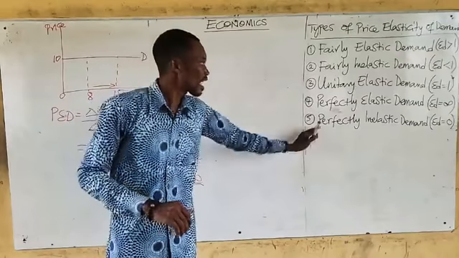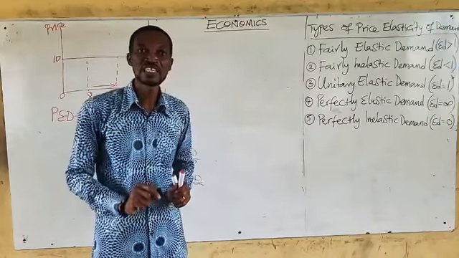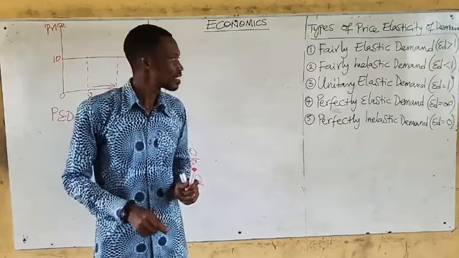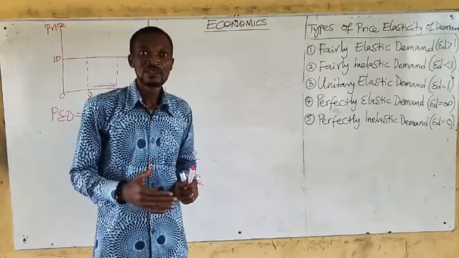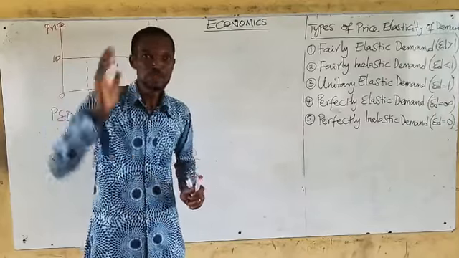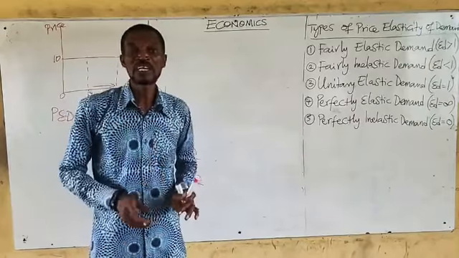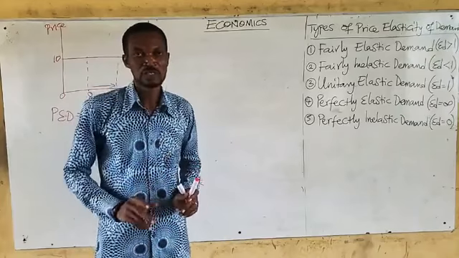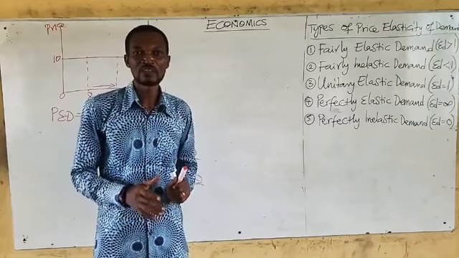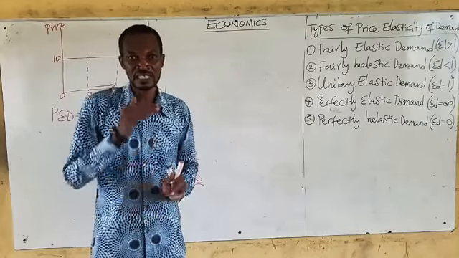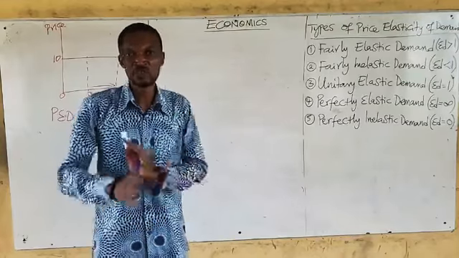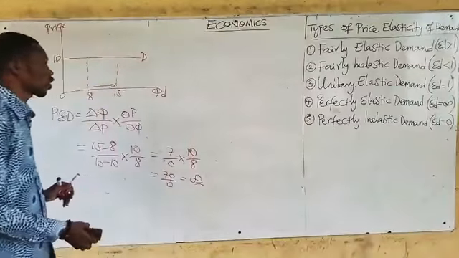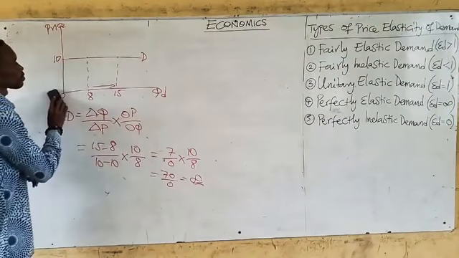Okay. Then the last one is what we call perfectly inelastic demand. And we said that in that case, when you increase the price, reduce the price, whatever you do to the price, the quantity that is being bought will be fixed. It will not change. And it normally applies to commodities that are necessities. You can't do without them. So irrespective of the price, you buy the same quantity. Let's see how that one also pans out.